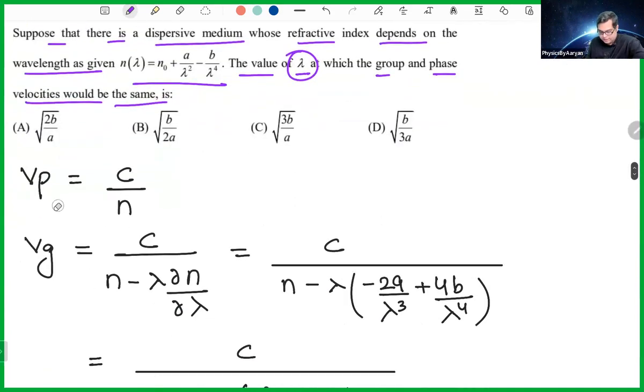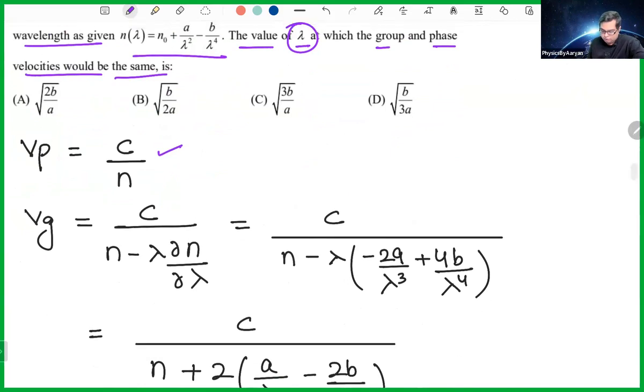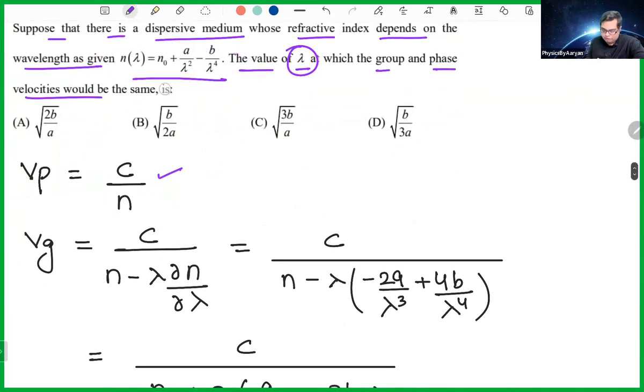Okay, so let's see. Phase velocity is given by c by n, as we saw, and group velocity is given by c by (n minus lambda dn by d lambda). So n is n and lambda is lambda. Now we have to find dn by d lambda, so I just have to differentiate this expression. If I differentiate it, I will get minus 2a by lambda cube plus 4b by lambda 4. This is what I will get.